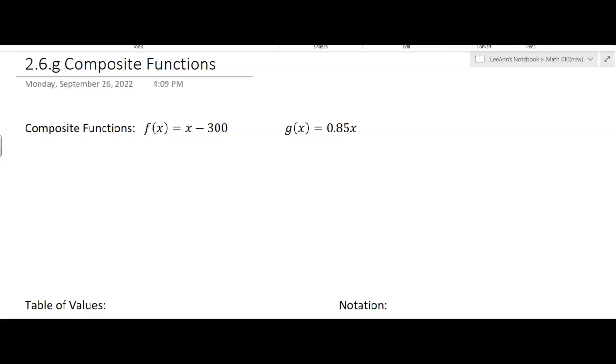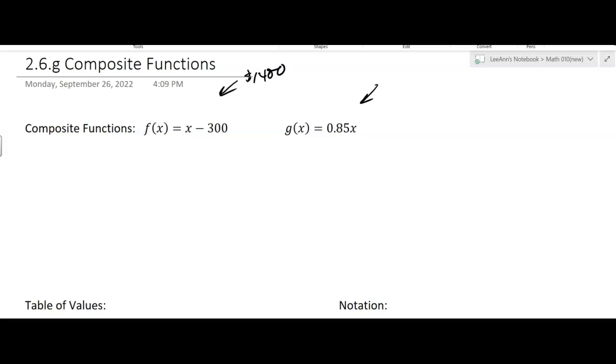Okay, so now we're going to talk about composite functions. So this is what happens. Let's say that there's a computer store and they're saying, hey, we're going to sell you a computer and we'll take $300 off the price. So a computer sells for $1,400 and we're just going to take $300 off. That'll be the discount. Or it sells for $1,000 and we're going to take $300 off.